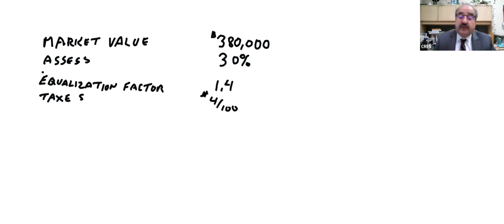Now, let's solve this problem. So the property has a current market value of $380,000. Now, properties are never taxed at the full market value. They're always taxed at a fraction of the market value. In this case, it's 30%. On a state exam, it could be 20%, 35%, 38%, 25%. In this case, it's 30%. So I need to multiply this by 30%, which will give me an assessed value of $114,000.